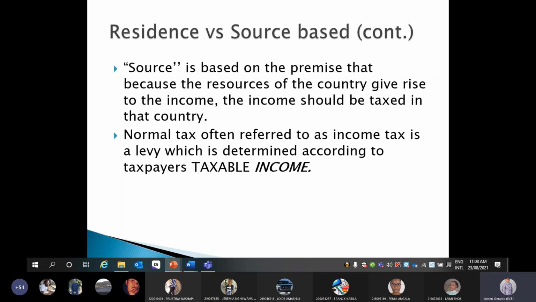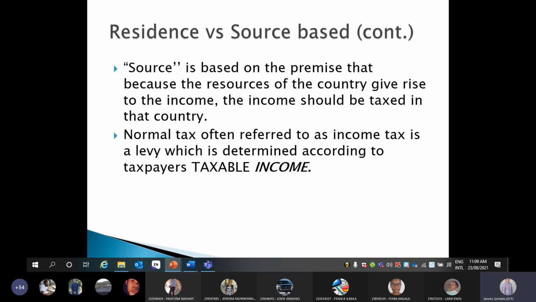Now, guys, just for interesting sake, a source-based tax system is a very weak one, and it depends on Namibia to choose it, of course. There's a lot of loopholes. People can manipulate that system. It's not very strict and all of that.